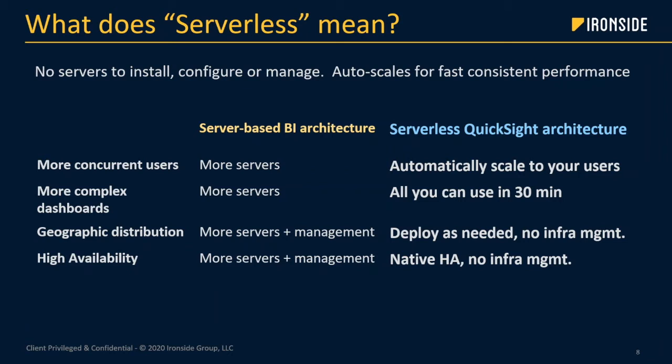High availability. If I want my environment to be highly available, again, in a traditional server-based BI architecture, I need more servers and I need more management, and I also need more testing to ensure that my system stays up should disaster strike. With QuickSight, high availability is just built in.